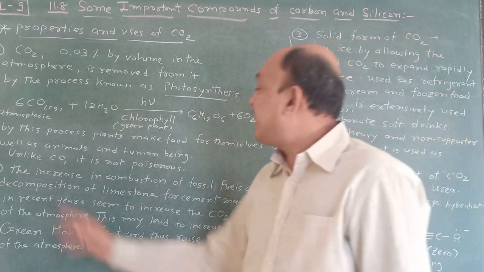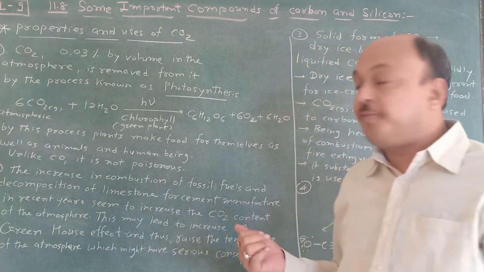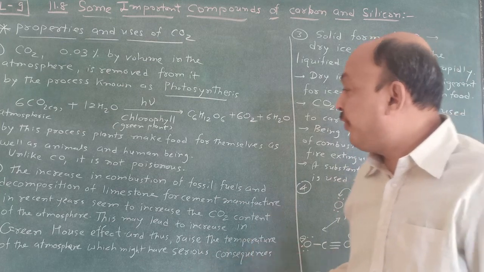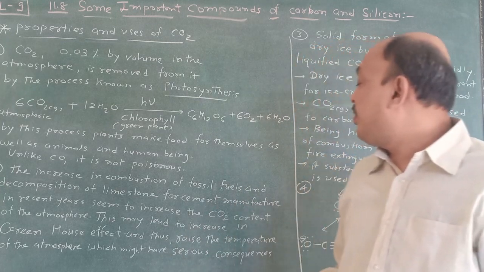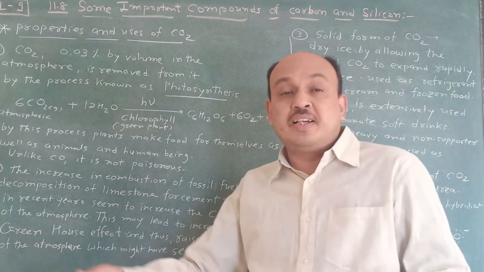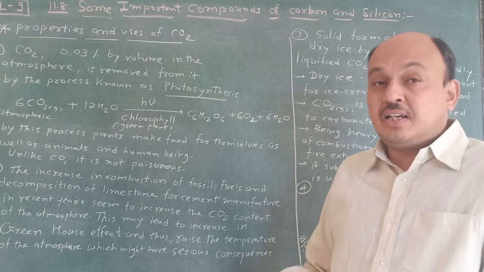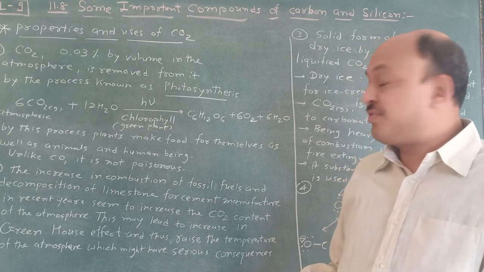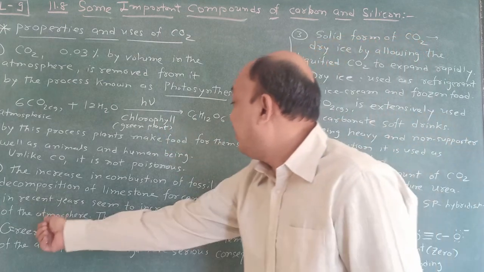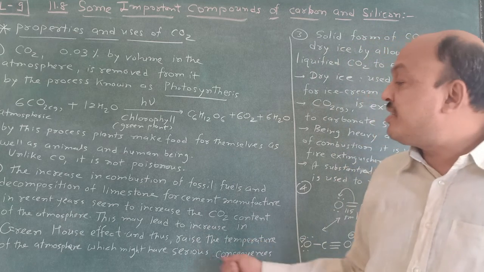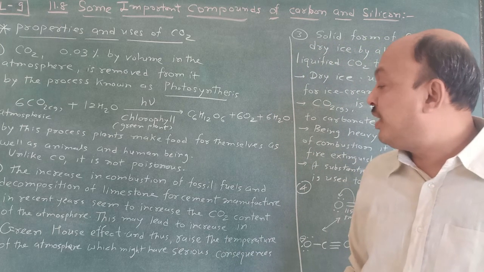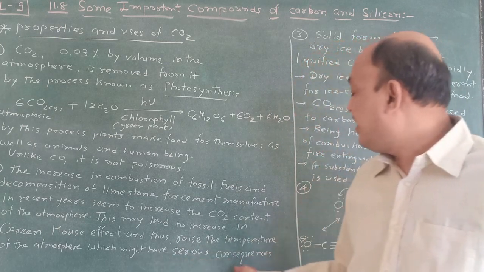Second, the increase in the combustion of fossil fuels and decomposition of limestone for cement manufacture in recent years seem to increase the carbon dioxide content, because as you see, industries have developed, and different types of manufacturing companies produce cement and other materials in which carbon dioxide is released into the atmosphere. So this may lead to an increased greenhouse effect and thus raise the temperature of the atmosphere, which might have serious consequences.